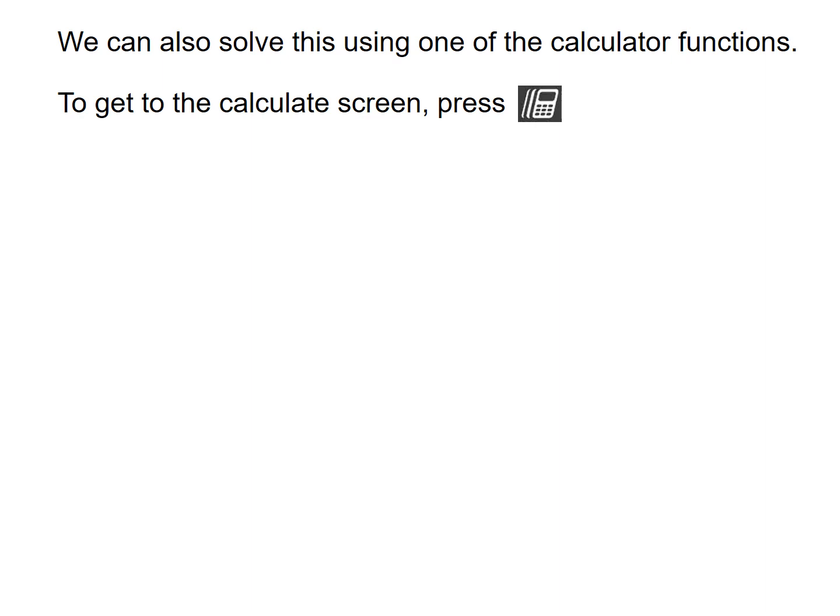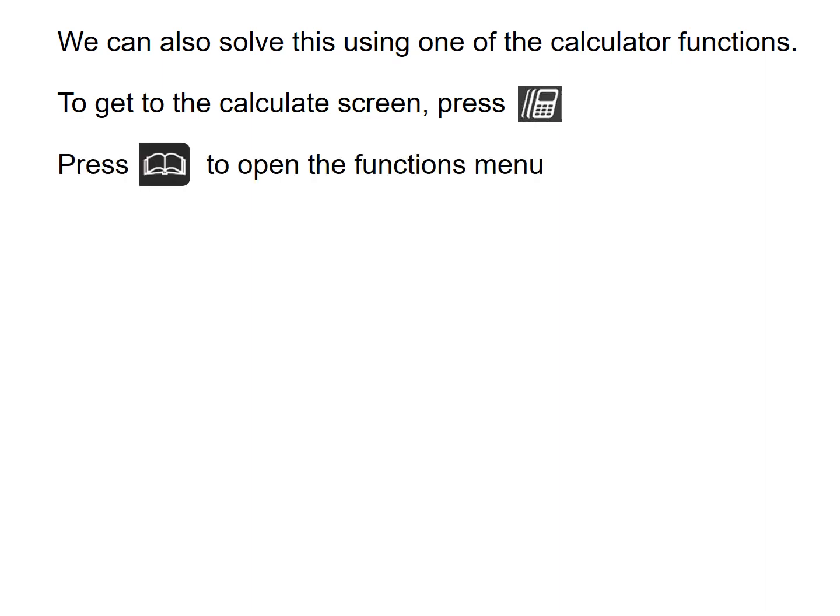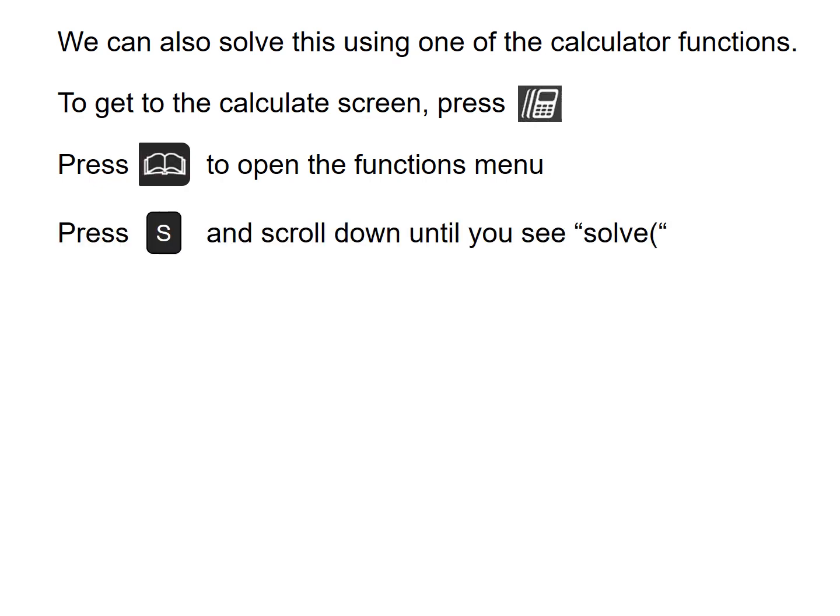Now, I'll show you another way we could have solved this without graphing. So press that open book, that's our catalog, and it gives us every capability of the calculator right there. We're going to look for solve. You can press S to skip over everything, get you down to S, then scroll down to solve.